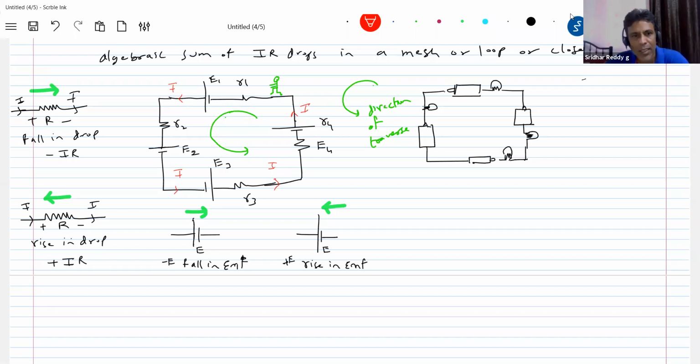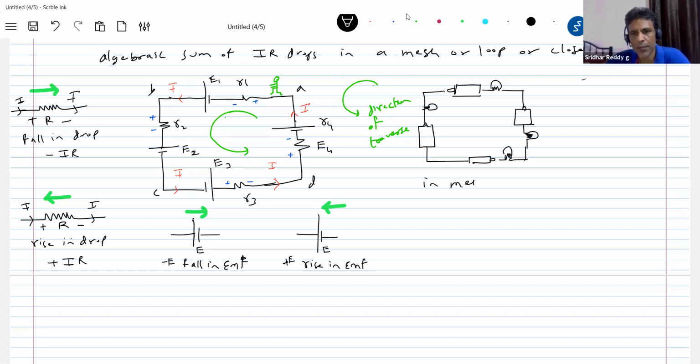And what is this green color arrow? Direction of traverse. Now let's give the convention. Where current enters, that end should be positive. Where it leaves, negative. Only for a resistor you have to give polarity, not for a cell. Here it enters positive, leaves negative, enters, leaves. Now write the KVL equation. When you're writing the KVL equation, what do you have to follow? I'll start from here. Let me name the points A, B, C, D in the mesh.